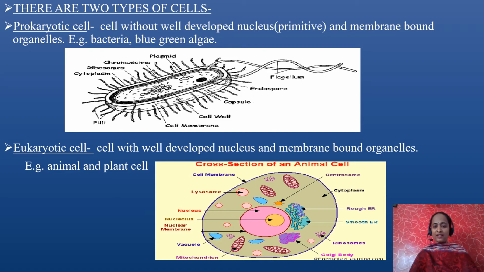Membrane-bound organelles like endoplasmic reticulum, Golgi apparatus, mitochondria, chloroplast, all these are present in eukaryotic cells. Examples of prokaryotic cells are bacteria and blue-green algae. Examples of eukaryotic cells are higher animals like animals and plants.